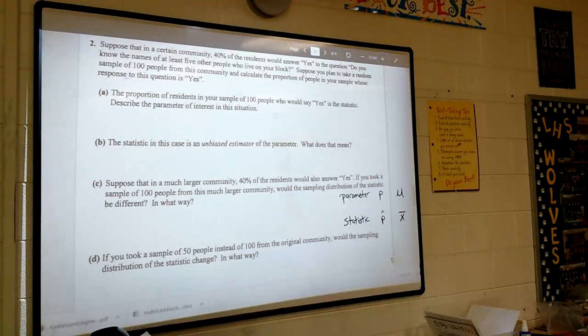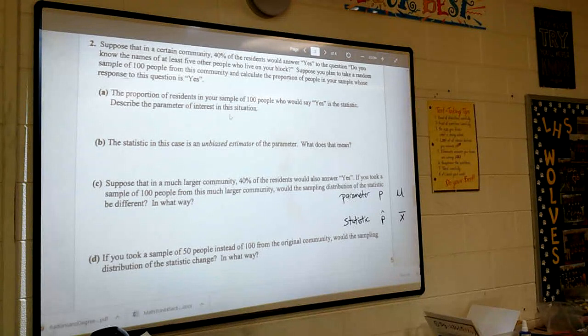If you go to number 2, the proportion of residents who would say yes is a statistic. Describe the parameter of interest. That means what are we interested in knowing about? What population are we interested in knowing about? What is our question asking in the problem? That's all that is. B, the statistic is an unbiased estimator. What does that mean? We've already talked about that.